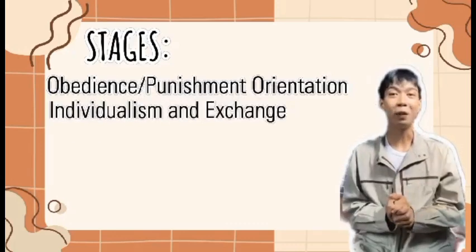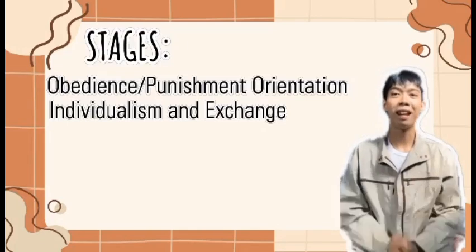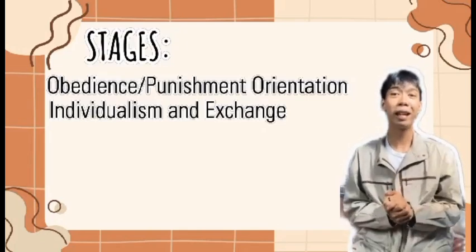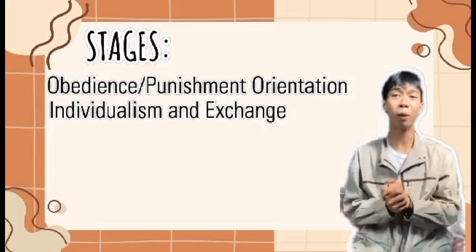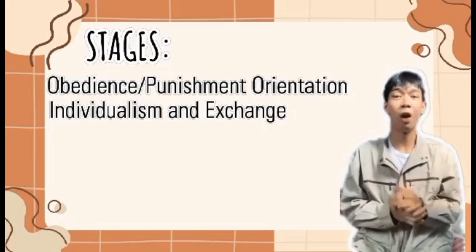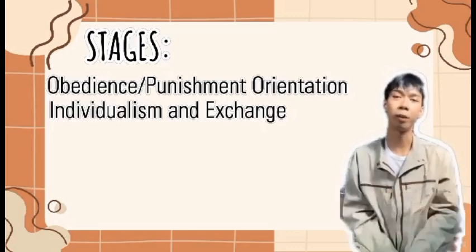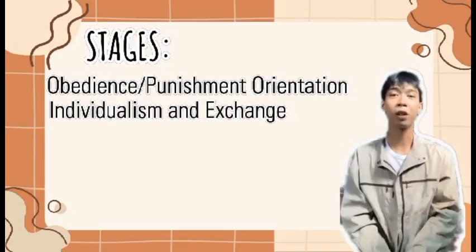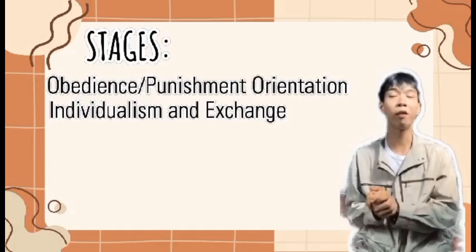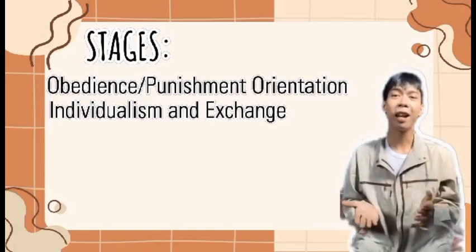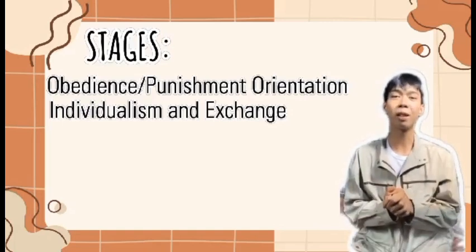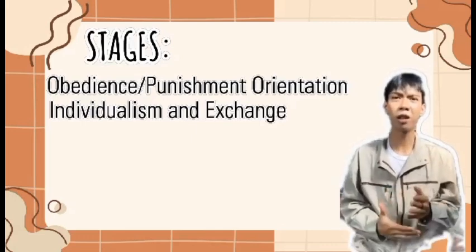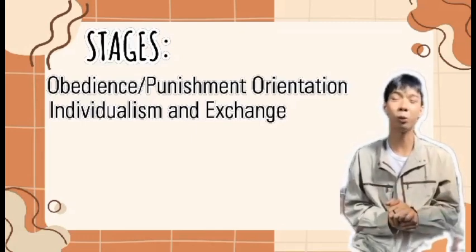Second is individualism and exchange. At this stage, children will begin to understand that different people may have different perspectives regarding the same situation. Rules are not absolute because there isn't just one correct point of view. Actions and moral dilemmas are based on self-interest, not just strict adherence to external rules.